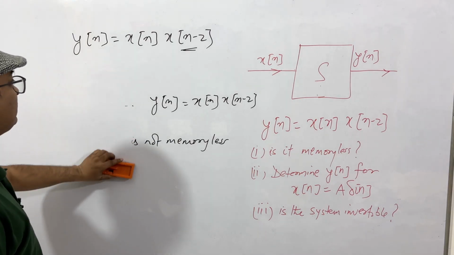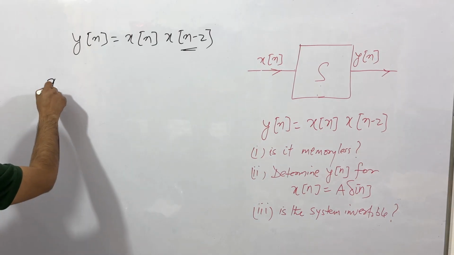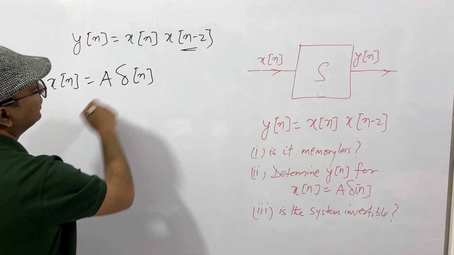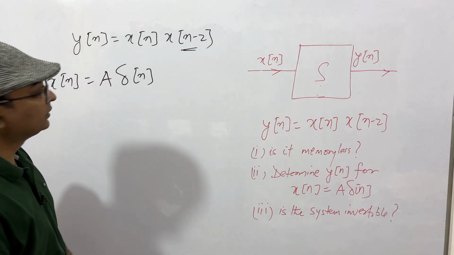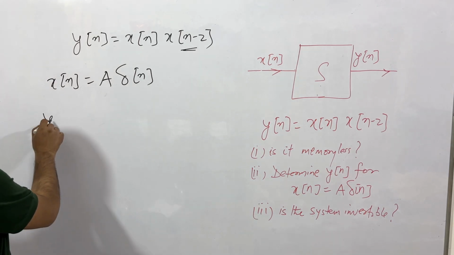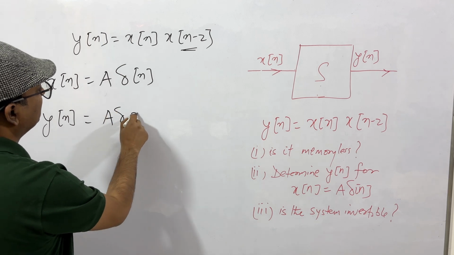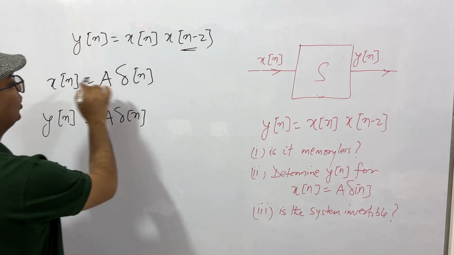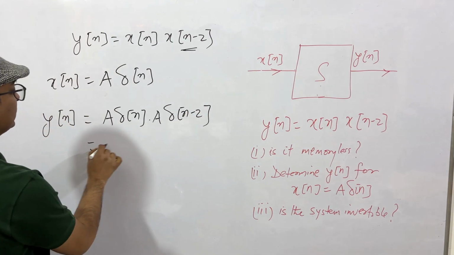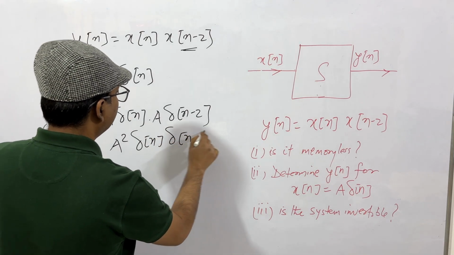Second part. It says determine the output when your input is a times the impulse function, where a is a complex or real constant. So this is a constant. What will be the output? Okay, let's see what is the output. y[n] will be x[n]. So in place of x[n], we'll write a times delta[n] into x[n minus 2]. So again a times delta[n minus 2]. So the value is a squared delta[n] delta[n minus 2].